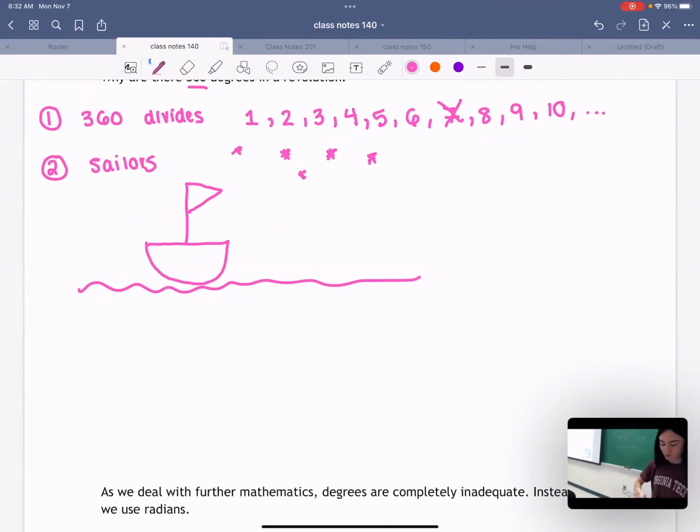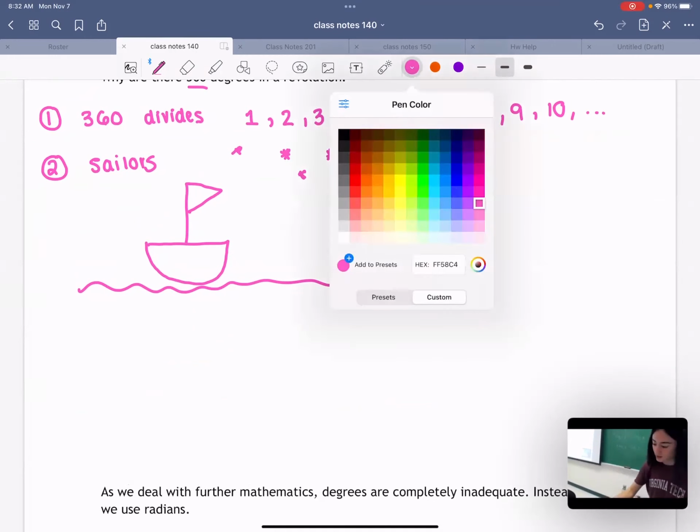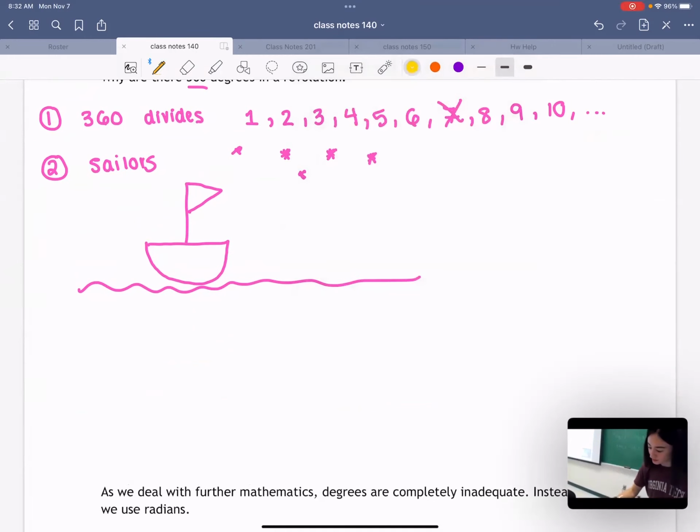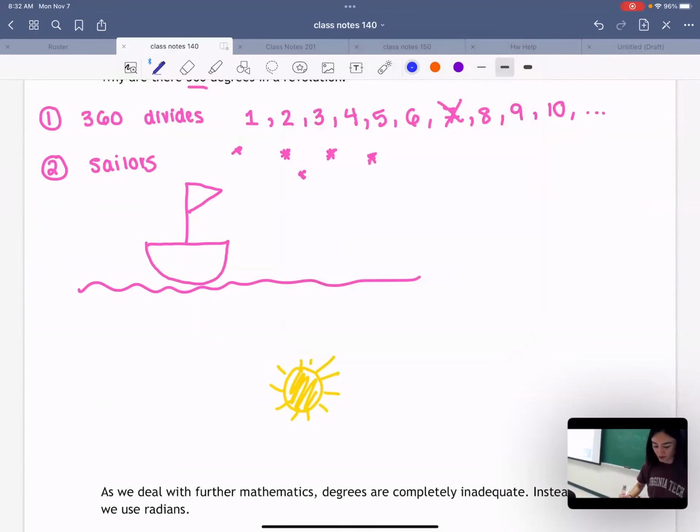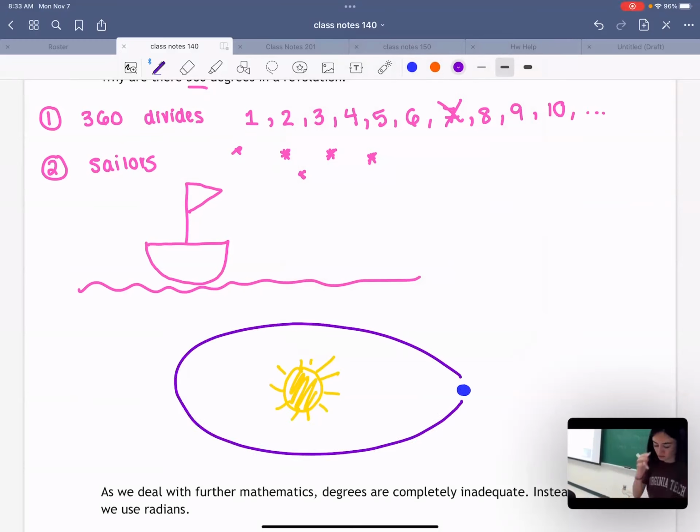Let me explain why. The way I'm going to explain this is maybe use my colors a little bit. Let's draw the sun. Okay, so here's the sun, and I'll draw the earth. I think the earth, let's say it's here. Okay, so let's say we're a sailor and we're on the earth, and the earth goes around the sun in kind of like an elliptical shape.